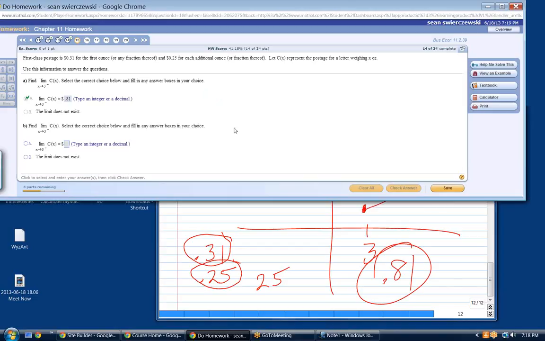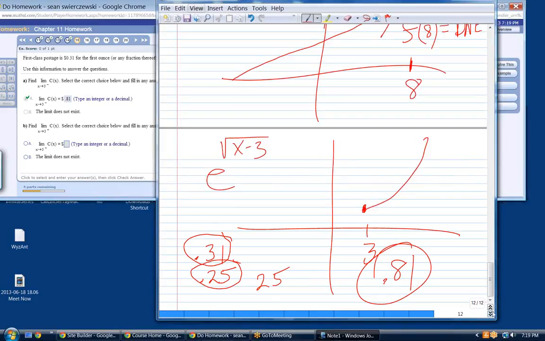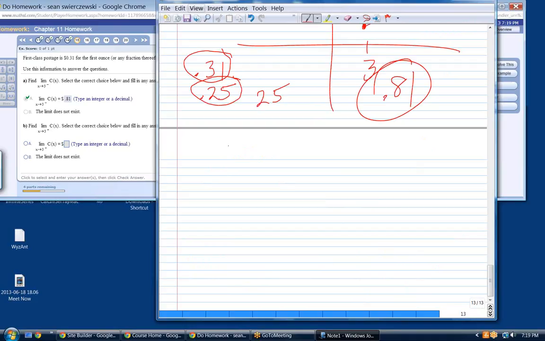Now they're going to say from the right. What's it going to be from the right? If we graph this, notice that it's a piecewise function. If we graph cost versus ounces, up until and including 1, it's 31 cents. So is it 87? It's 0.81 plus 0.25, so it should be 1.06.